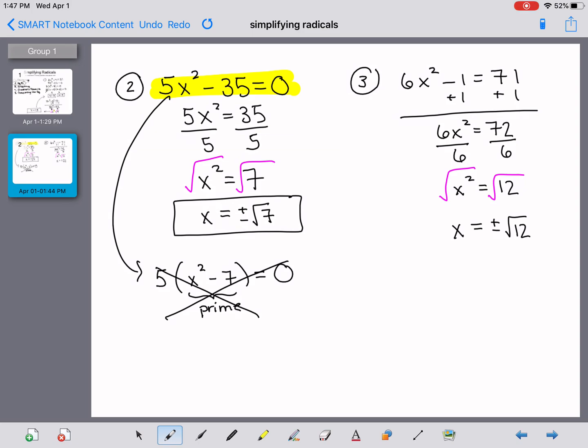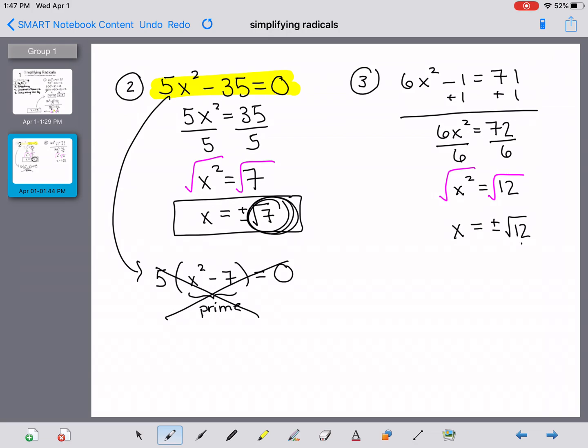And you're not going to leave your answer like this. The square root of 12 can be simplified, and that's where today's lesson comes in. In order to simplify a radical, there's a perfect square hiding in that radical, right? In the square root of 7 over here, there are no perfect squares. It's just 7 times 1, which is 7. But 12 has a perfect square in it.